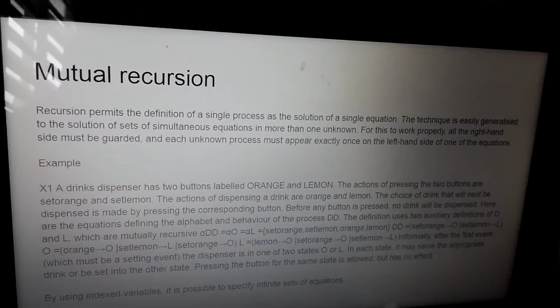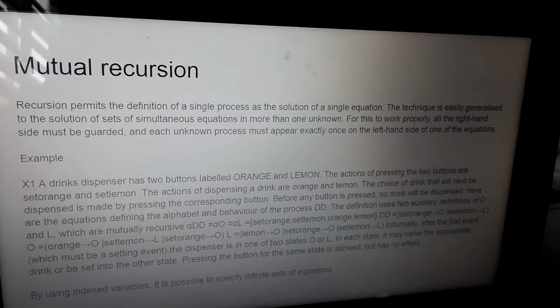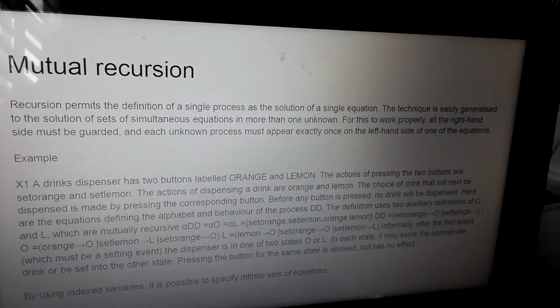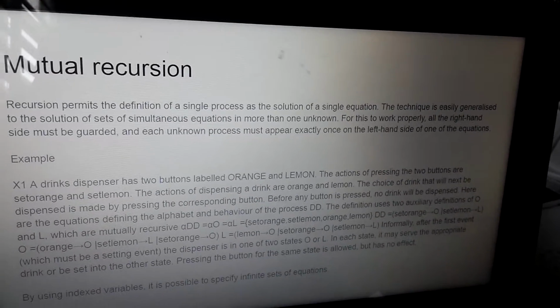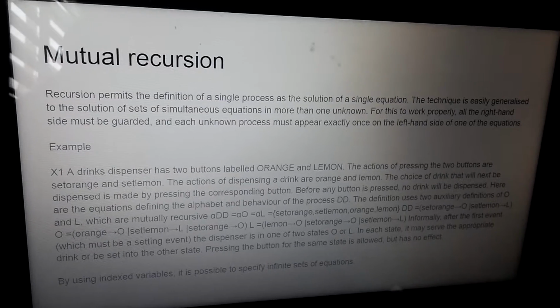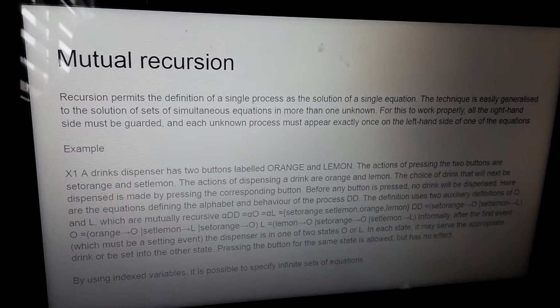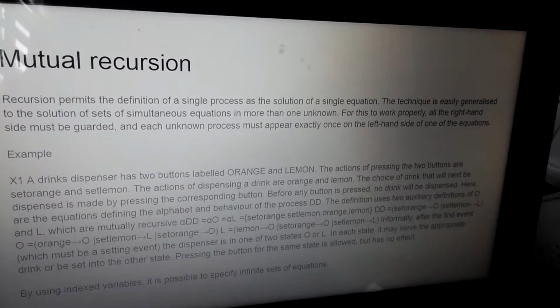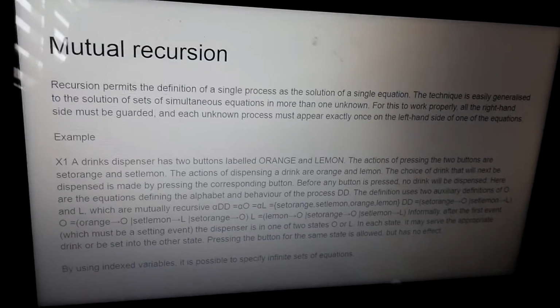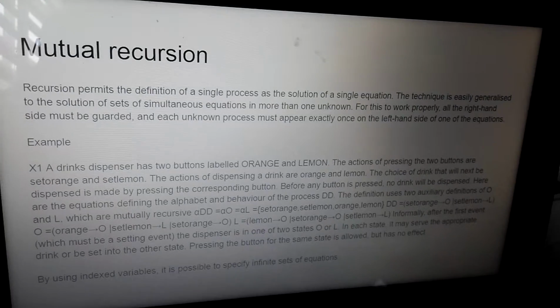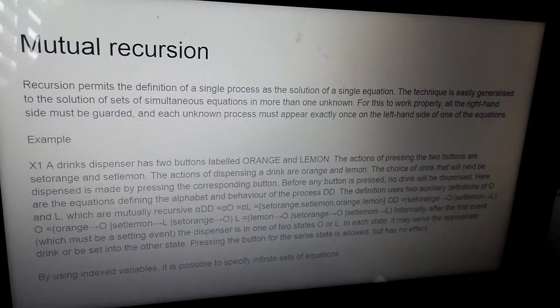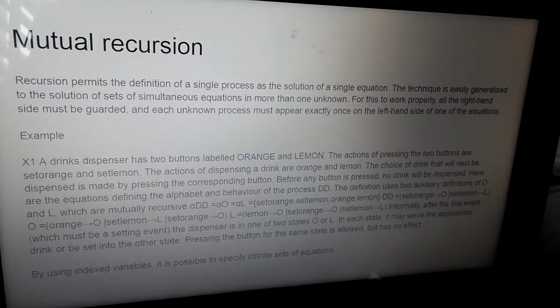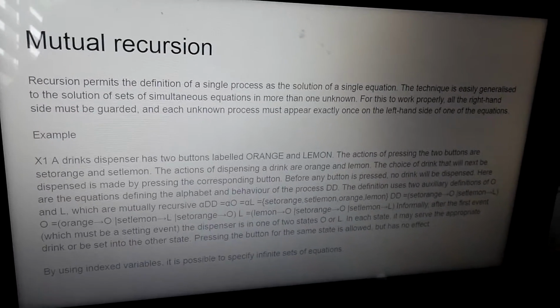Recursion permits the definition of a single process as the solution of a single equation. The technique is easily generalized to the solution of sets of simultaneous equations and more than one unknown. For this to work properly, all the right-hand sides must be guarded and each unknown process must appear exactly once on the left-hand side of one of the equations.